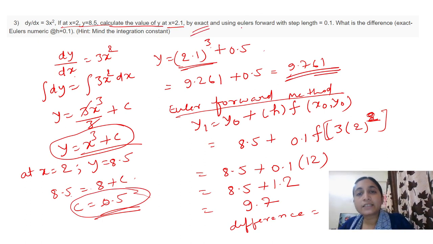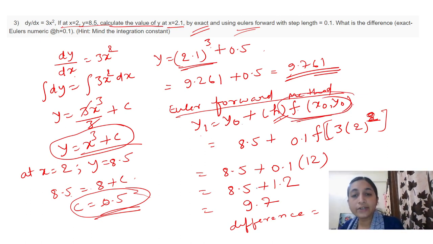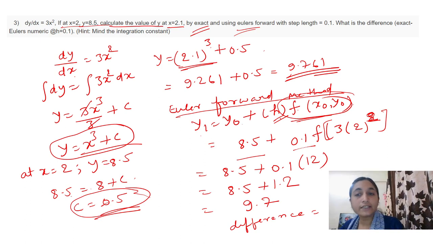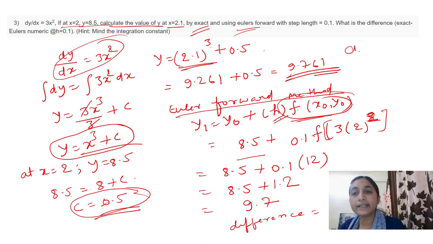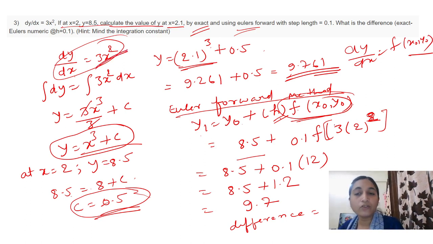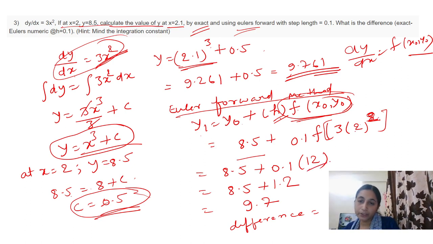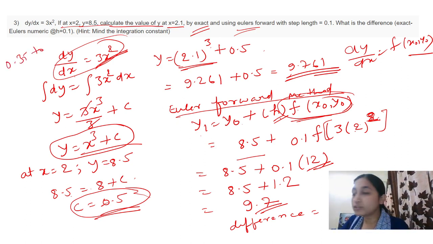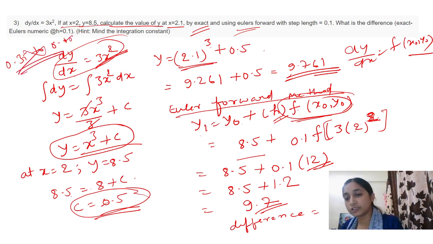This is by the exact method, and then they are asking to use the Euler method. So Euler forward method: y1 equal to y0 plus h f, where h is the step length, and f is the slope, which should be in function form of x0 and y0. So y0 is given here 8.5, the step length is here 0.1, and the equation is 3x square, because dy by dx here is coming in function form. So we will take 3x square and just put the value of x, so it will be 2 square, so it will be 12, and we will put it, then it will come 9.7. So the difference will be 0.061. But in the answer, I think some different value is given, like 0.35 to 0.45. So you should not consider that one, you consider this 0.061.